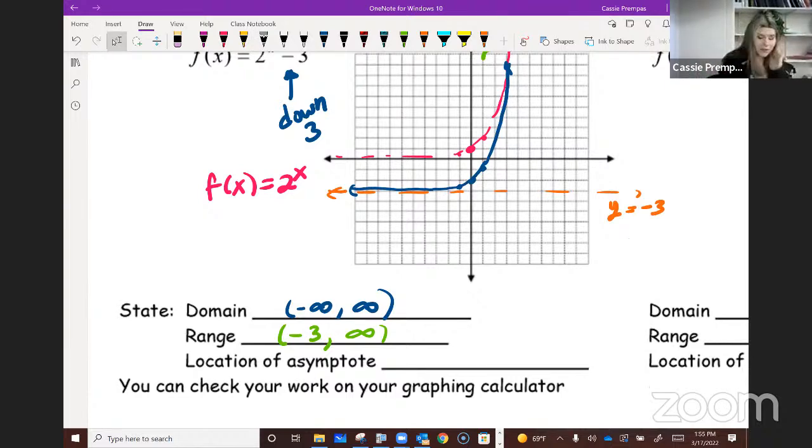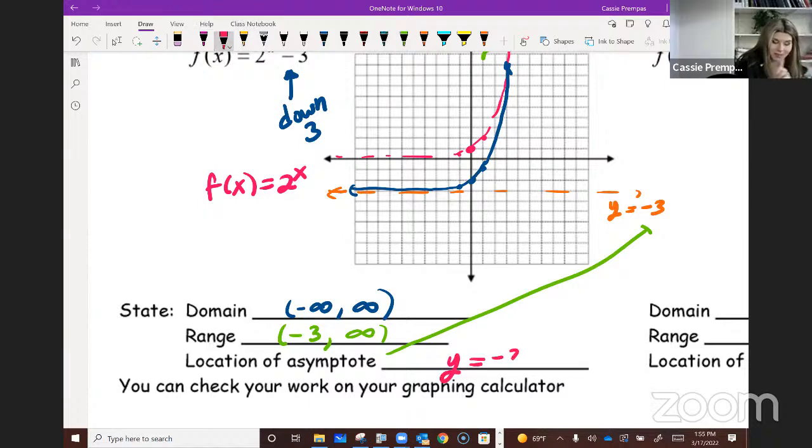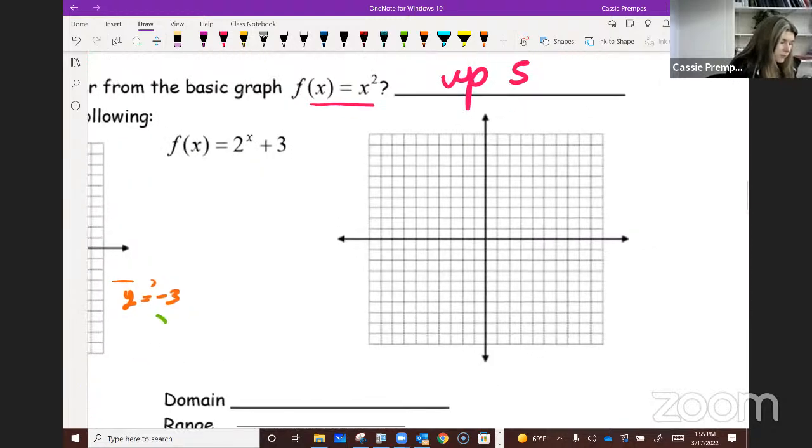Ooh, I talked about this. We moved everything down 3. So no longer is the asymptote at y equals 0. It is now at y equals negative 3. You could check your work on your graphing calculator. Tell me if I'm wrong. Move on to the next one.